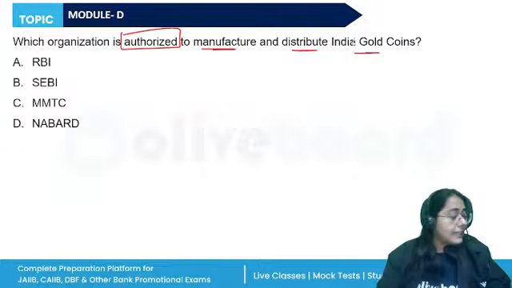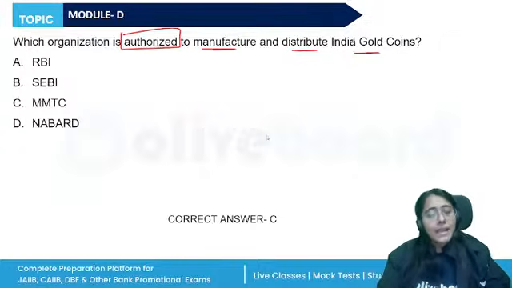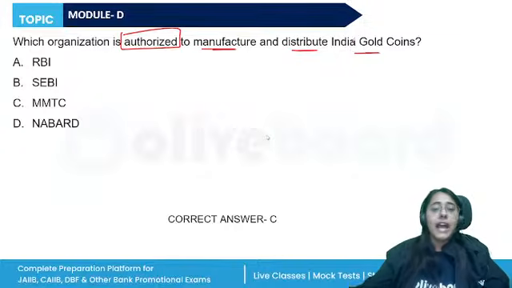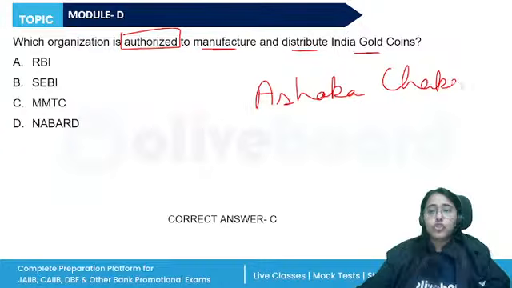Which authority is minting these gold coins? It is MMTC. Correct. All right, it has been authorized by the central government to manufacture the India gold coins, and it will have on it the Ashok Chakra. This is also important. Okay, it will have on it the Ashok Chakra.